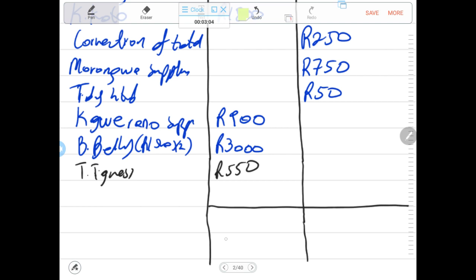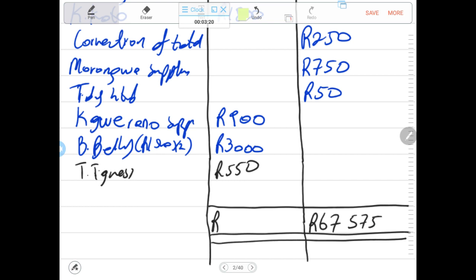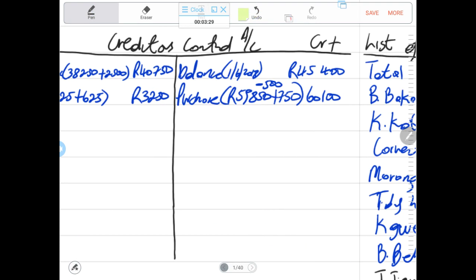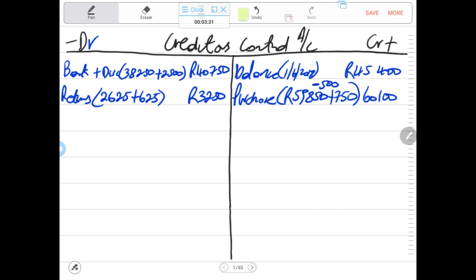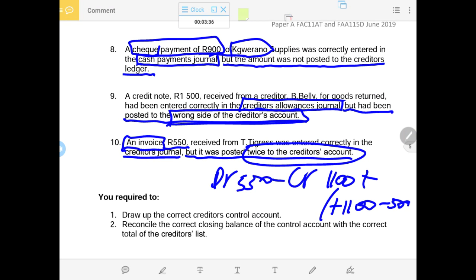Then we can have our total here. Calculate the total of the bigger side. You will see that you will get 67,575. Your balance here will get to 62,500.